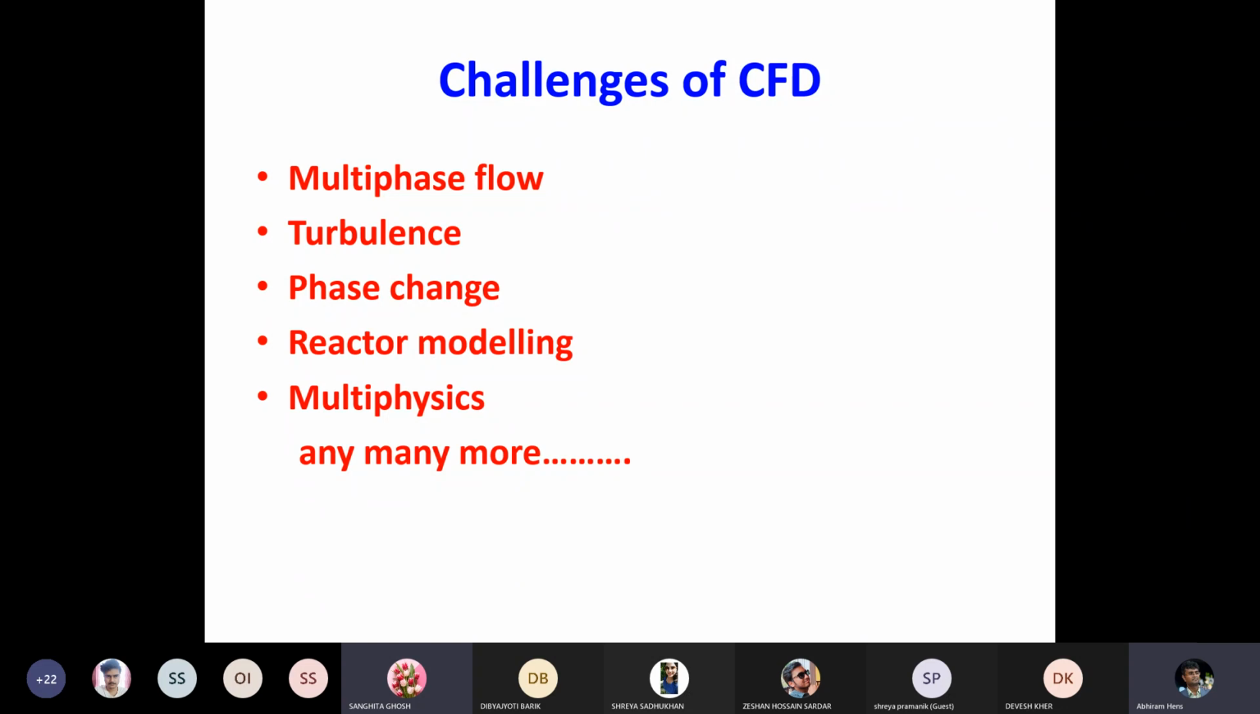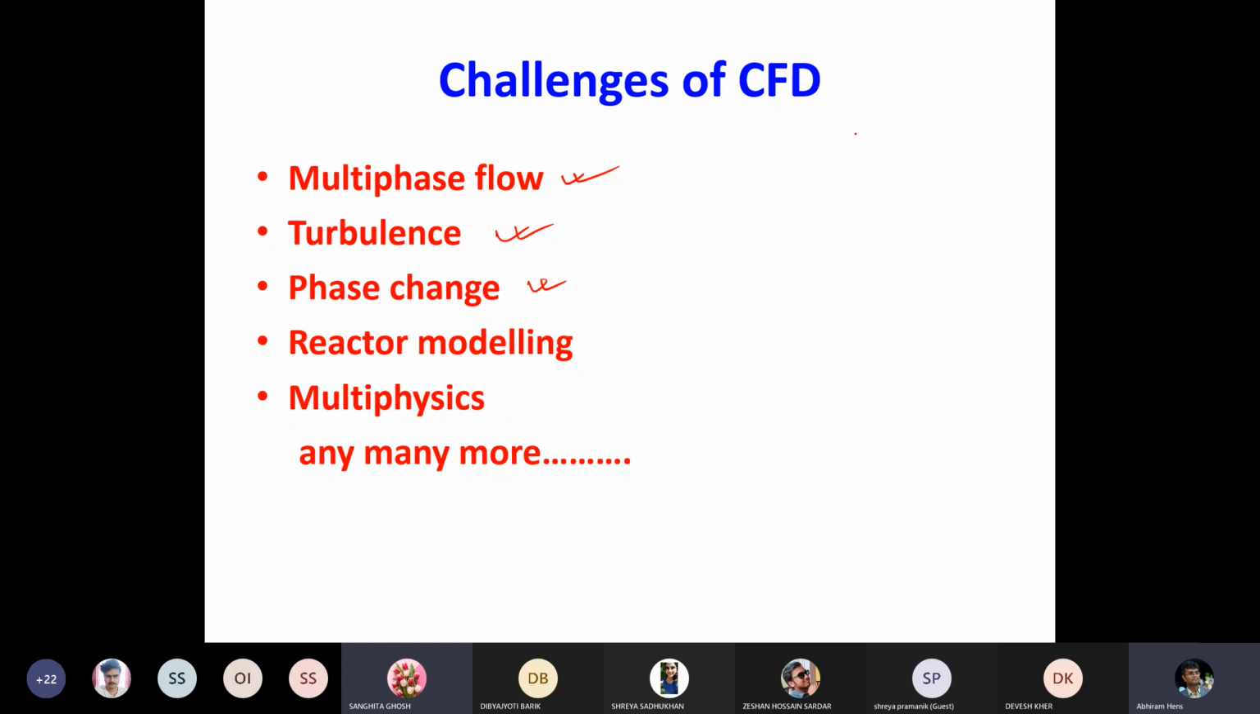And some of the problems where challenge lies, where research needs attention, where you can do good projects are like this. Multi-phase flow modeling, that's an important aspect. Turbulence modeling is another important aspect. Phase change is another important part. I have not covered any bit of it.